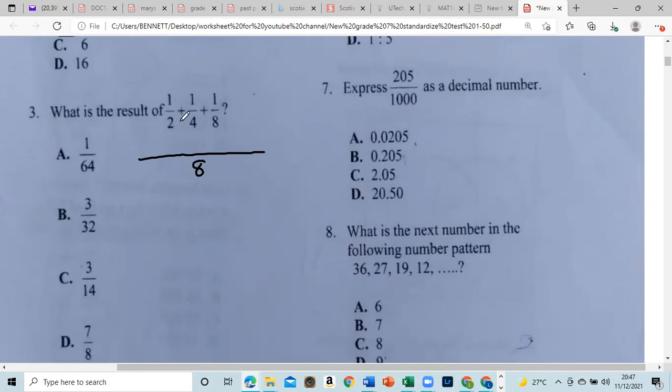2 into 8 goes 4 times, so we multiply it by the numerator. So 1 times 4 is 4. 4 into 8 goes 2 times, we multiply 1 by 2, and we get 2. Remember the sign? 8 into itself 1. So what we do, we multiply 1 by 1, and any number multiplied by 1 is itself. So 4 plus 2 is 6, plus 1 is 7. So that's 7 over 8.